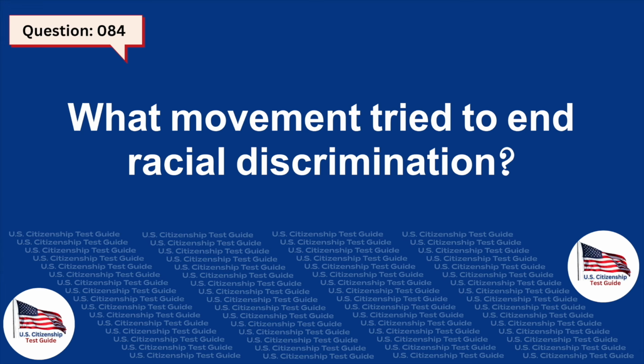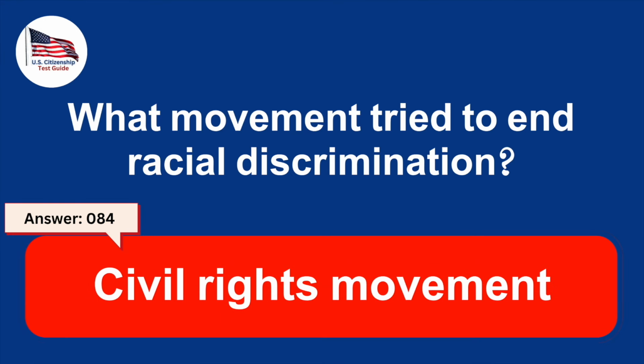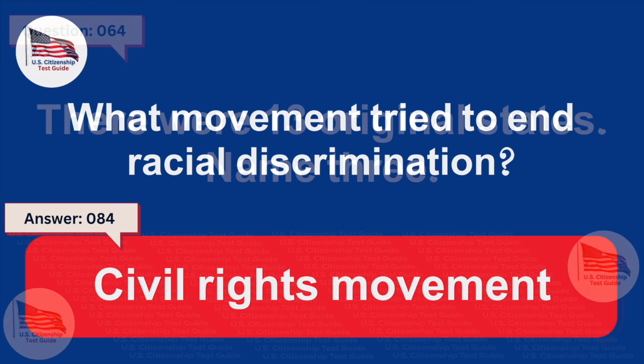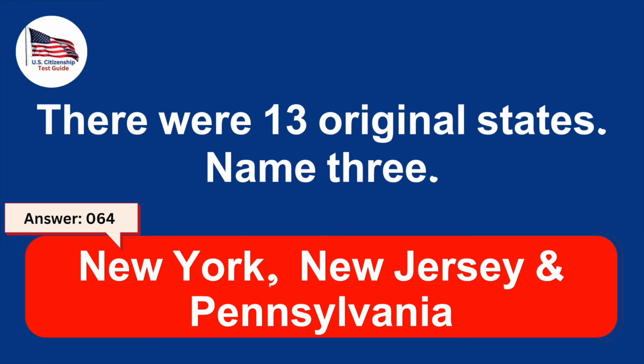What movement tried to end racial discrimination? Civil rights movement. There were 13 original states. Name 3. New York, New Jersey, and Pennsylvania.